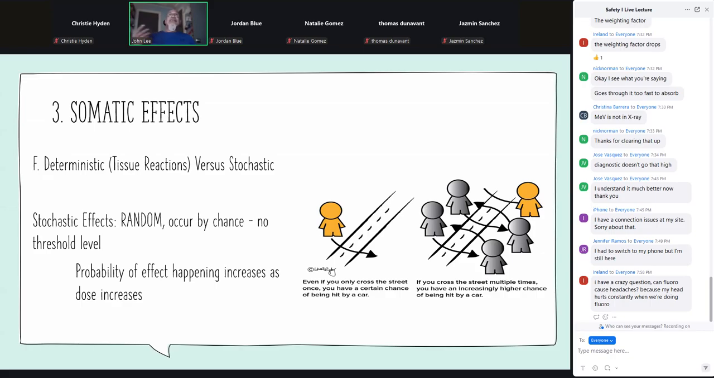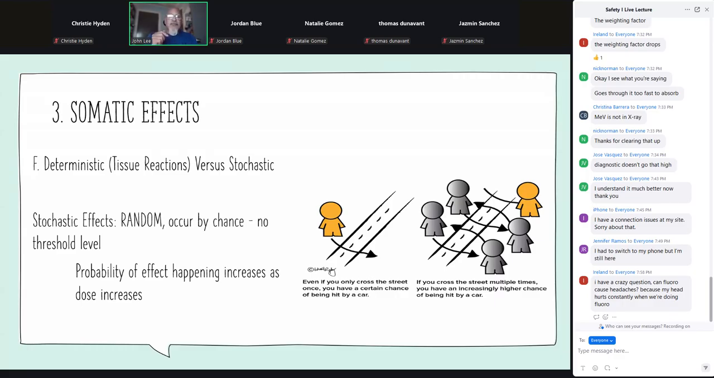Your stochastic effects are random. They occur by chance. There's no threshold level for these things. It's going to happen or it's not going to happen. The probability of it happening increases as the dose increases. The analogy they put here is if you cross the street one time, there's a possibility of you getting hit by a car.